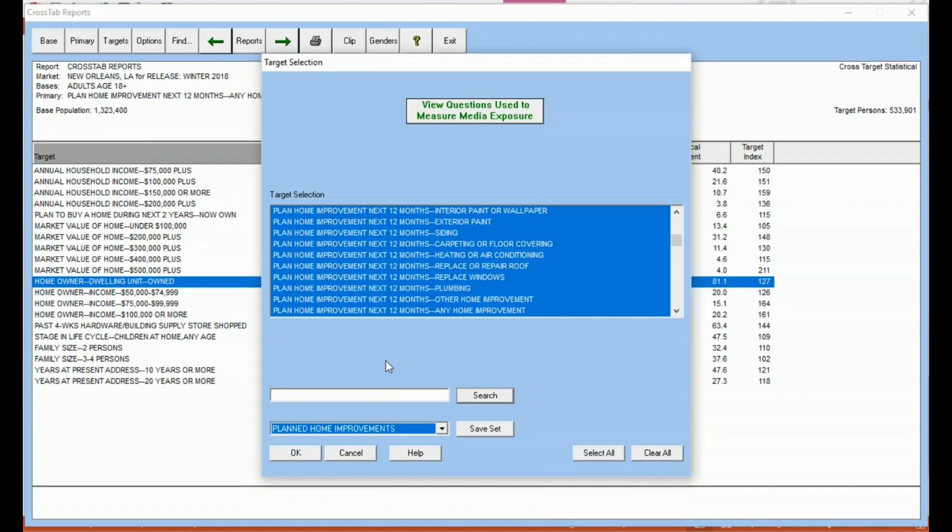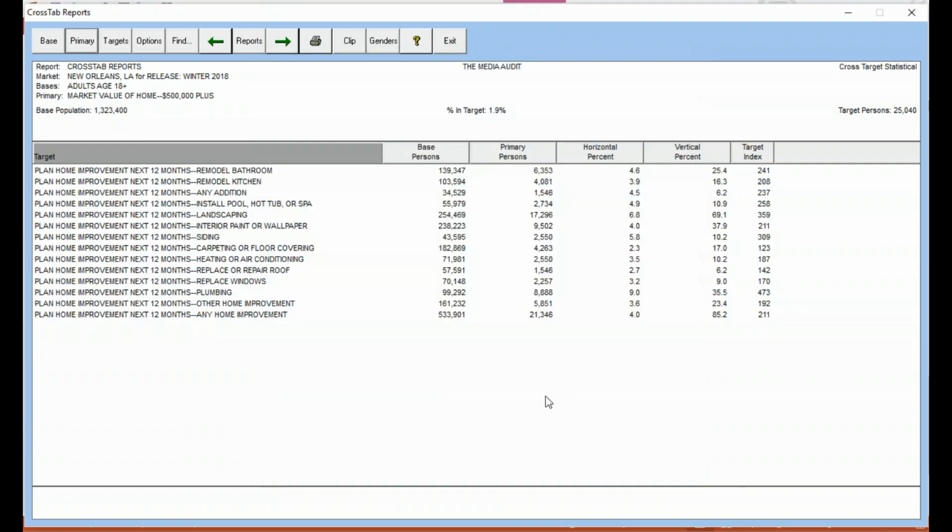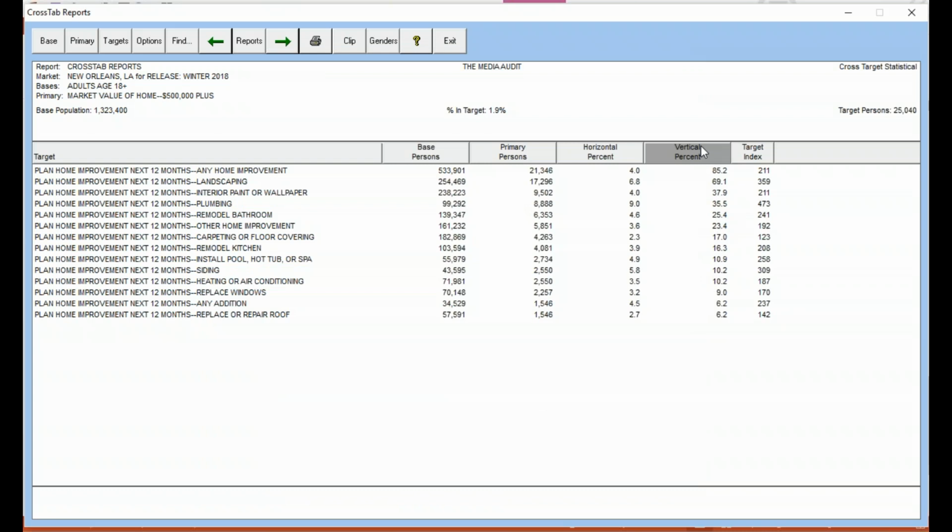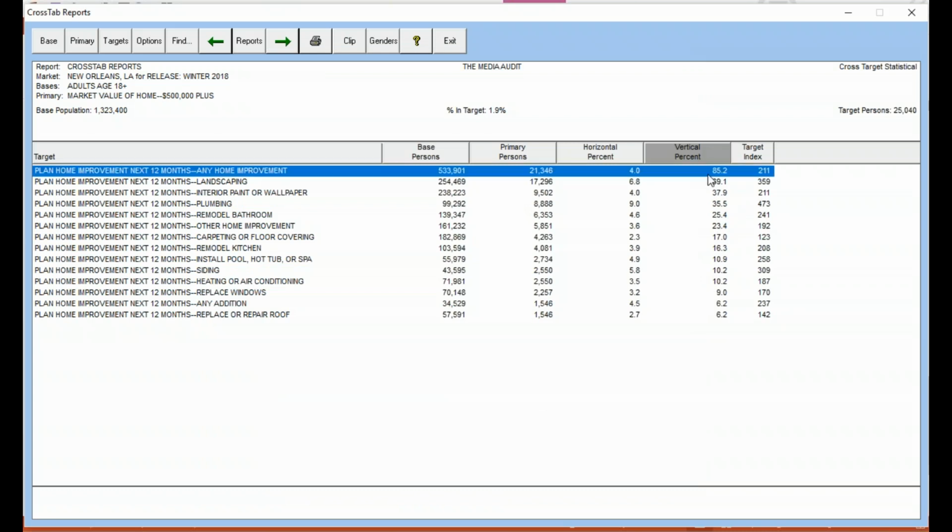And again, I made quickly, by searching, a save set that I can refer back to and see what these folks are like. Okay, so it looks like, again, 85% of them are planning any home improvement. We saw that earlier in the percent penetration. Now, because this is the focus of what I'm looking at, it's saying of these people, 85% are planning a home improvement, and there's the 25,000 folks that have this home value, and 21,000 of them are planning a home improvement.